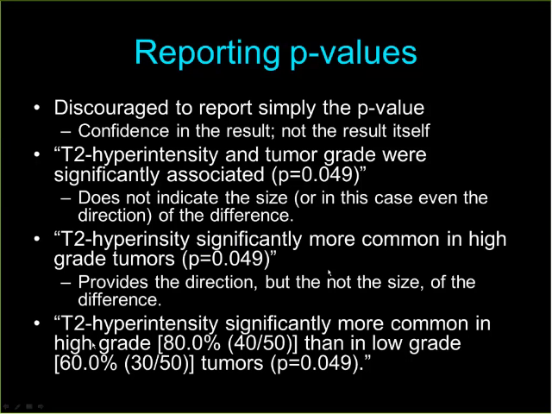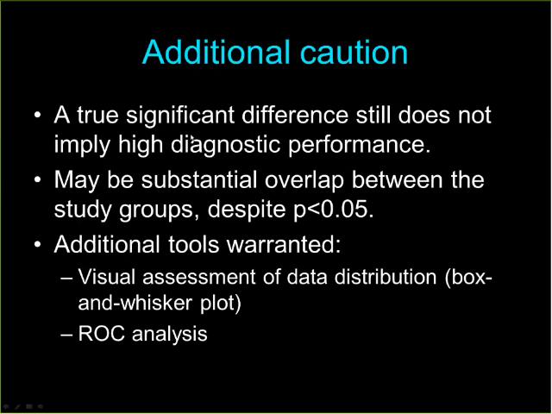What we would like to see is that T2 hyperintensity was significantly more common in the high grade tumors at 80% than in the low grade tumors at 60%, with the associated p-value. An additional point of caution: a true significant difference still does not imply high diagnostic performance. There may be substantial overlap between our groups despite a p-value of less than 0.05. So again, we can't rely too much on these, and we need additional tests when interpreting the data.